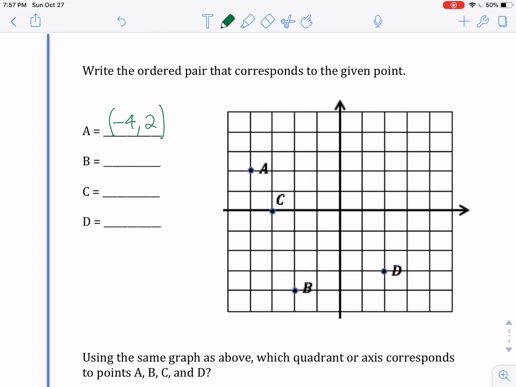Okay, what about B? It looks like we go left 2, down 4. What are the coordinates at that point going to be? Left 2 is negative 2, and then down 4 is negative 4. All right, C, looks like we go left 3 and then stay on the x-axis. So left 3, is that negative 3 or positive 3? It's negative 3. And is it up or down at all, or no?